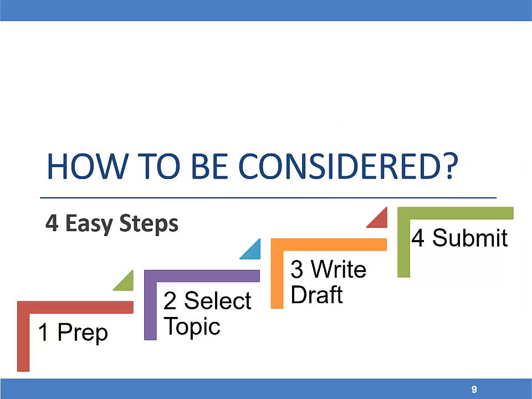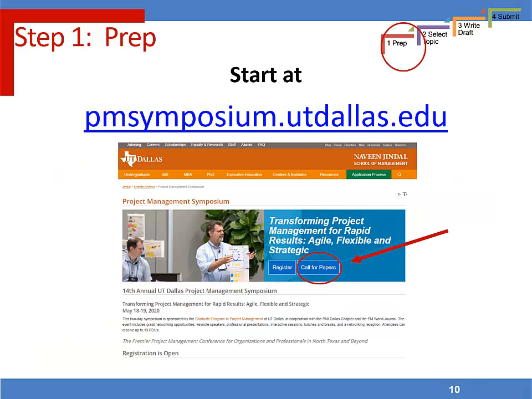We're going to go through 4 easy steps about how to get an abstract considered and selected for this symposium. You're going to start at the pmsymposium.utdallas.edu website. There is a button there that will be submit a paper or call for papers or submit an abstract. It changes year to year, so it's pretty easy. It'll be the button next to the register button.